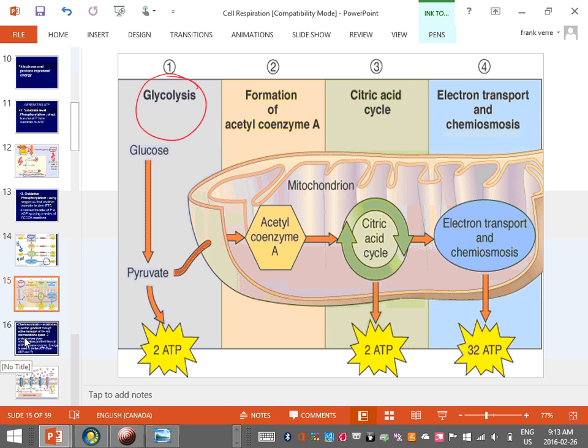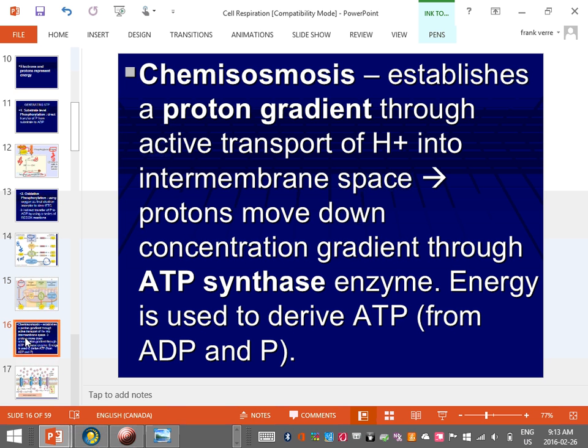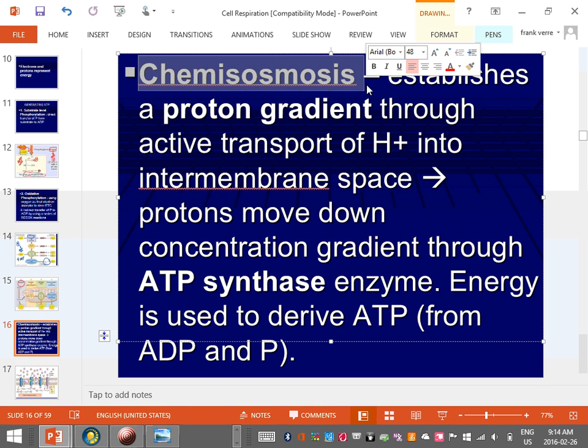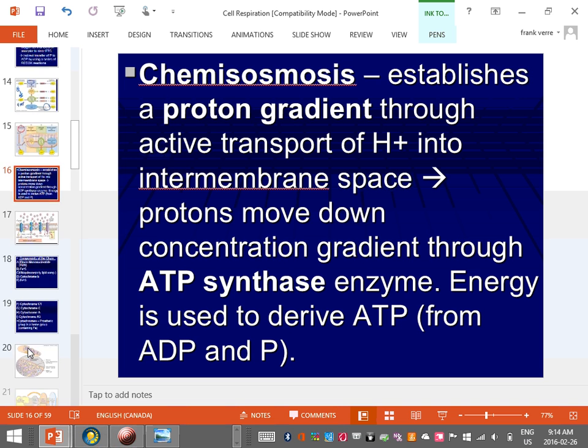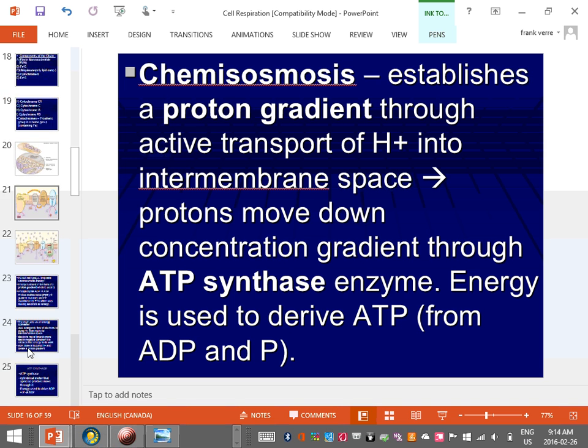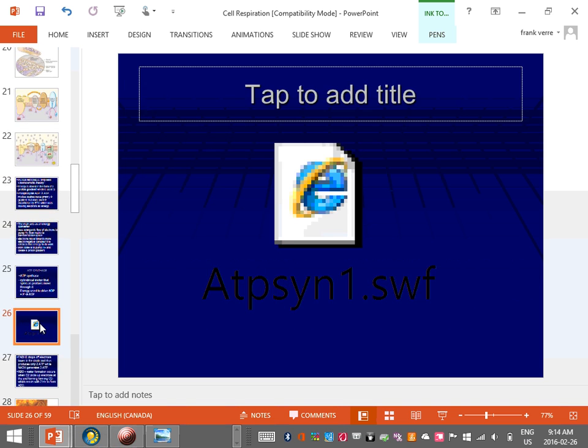What you're going to see as we make energy is a really important process called chemiosmosis. But I'm going to come back to that later. Okay? So I'm going to skip over this stuff. I'm going to come back to this later. So let's talk about the stages.